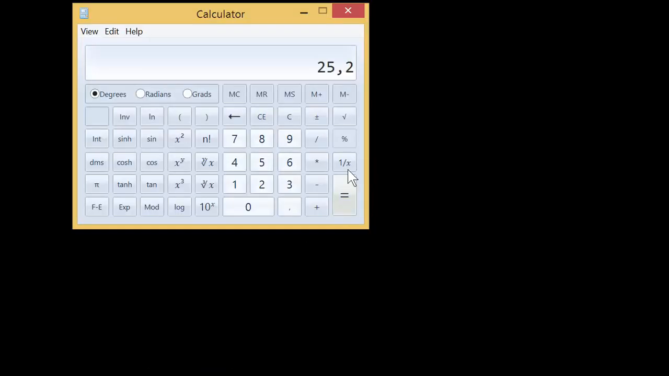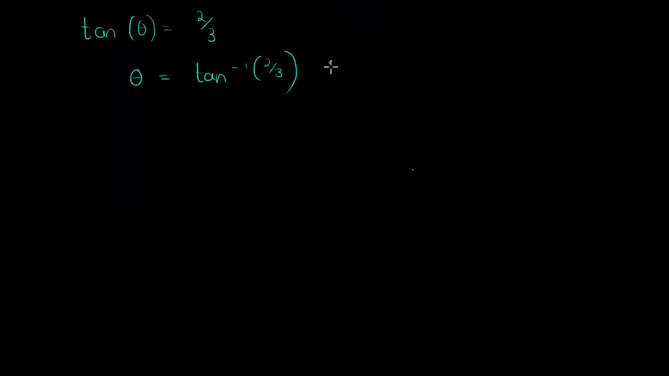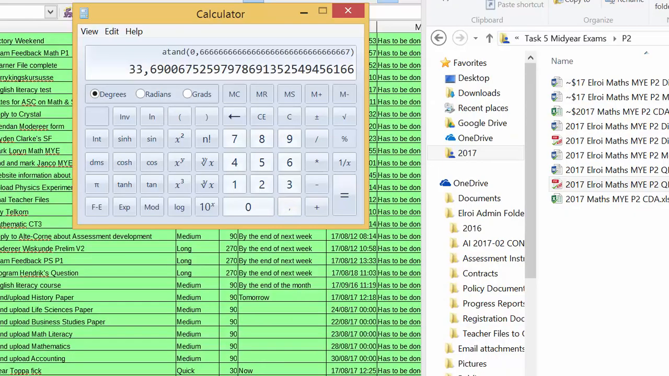Gradient. See, the gradient is 2 over 3, so they want the angle of inclination. So tan of theta is equal to 2 over 3. So theta is equal to arctan of 2 over 3. And inverse tan, there we go, 33,69. So it is 33,69 degrees. Good. Next question.